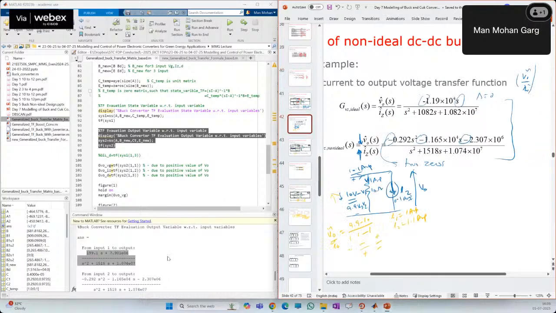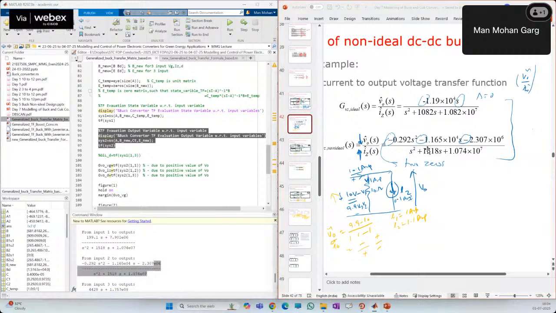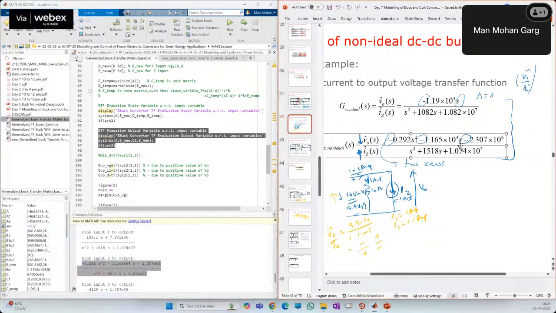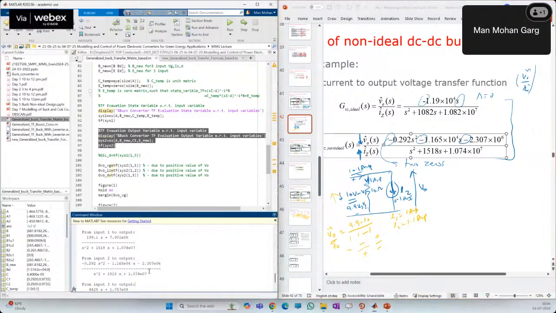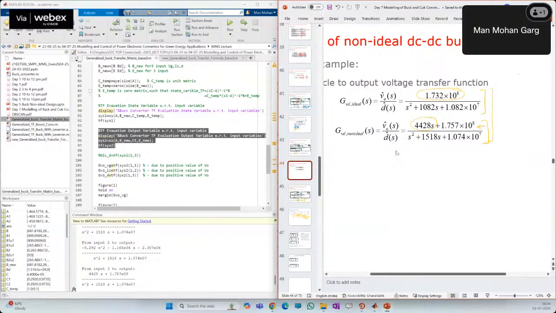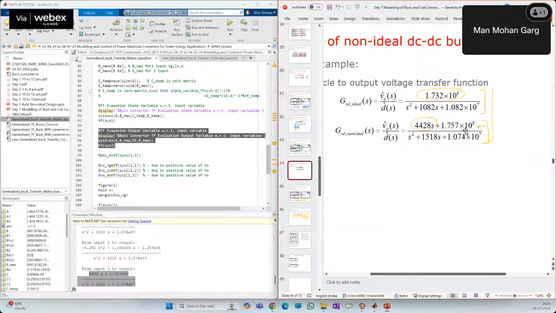Now the second is your input 2 to output, so V node upon Iz. Input 2 is Iz. If you see this, then this is the same transfer function as this one. Okay, so that is also the same. Now input 3 to output, that is V node upon D. Input 3 is the duty cycle. So this is also the same, 4428 1.7.